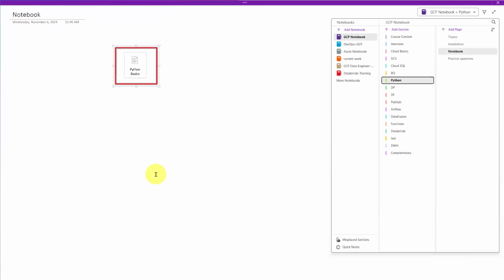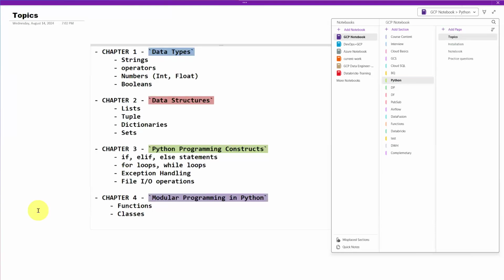And then next we are going to start with Python. In the Python crash course, we are going to see the data types such as strings, numbers, booleans and none type.